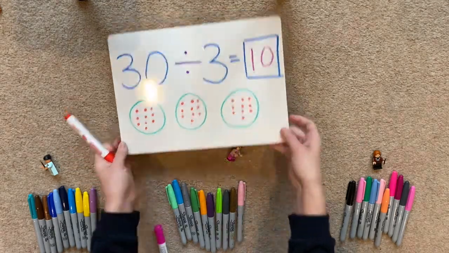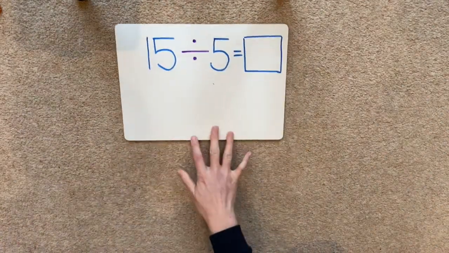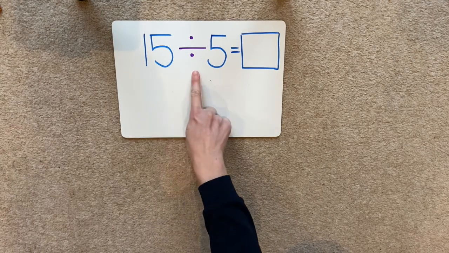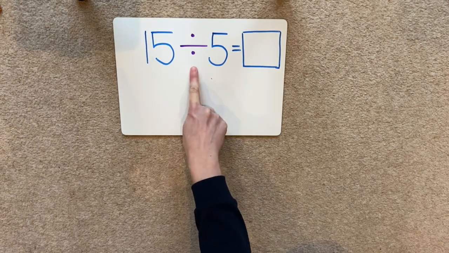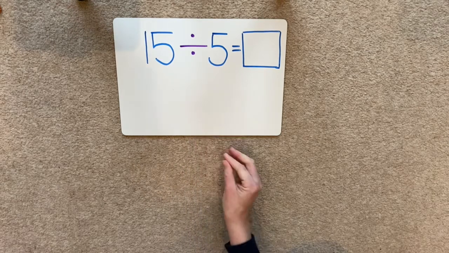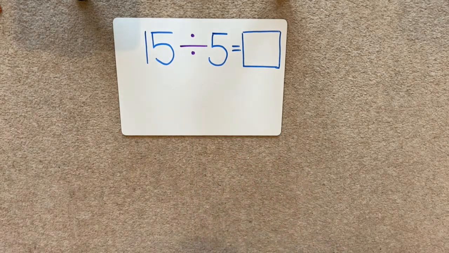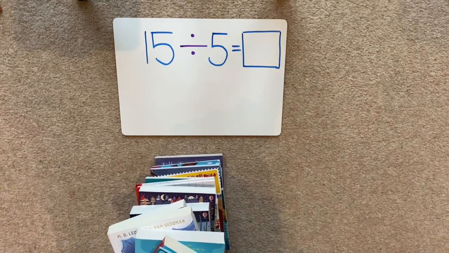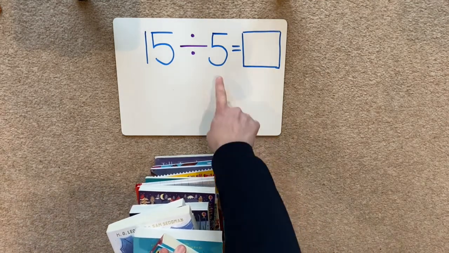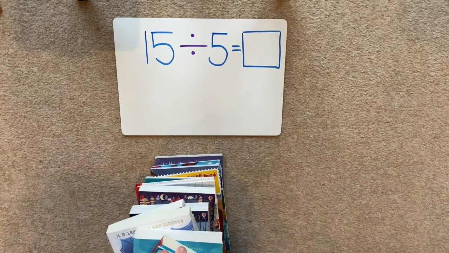10. This time we are going to do 15 divided by 5. 15 objects shared between 5 people or 5 groups. For this question, I'm going to use some books. I've got a stack of 15 books and I want to share them out between 5 groups or 5 people.